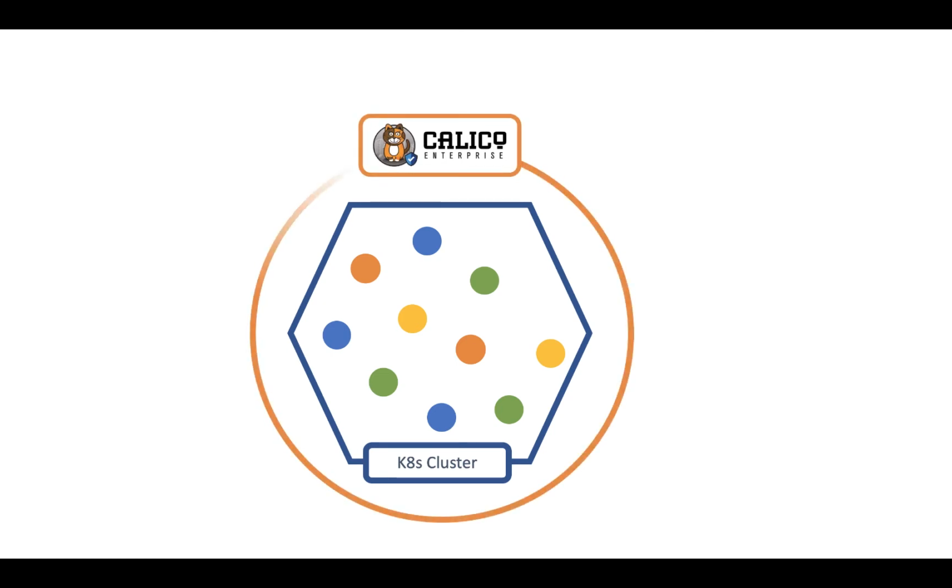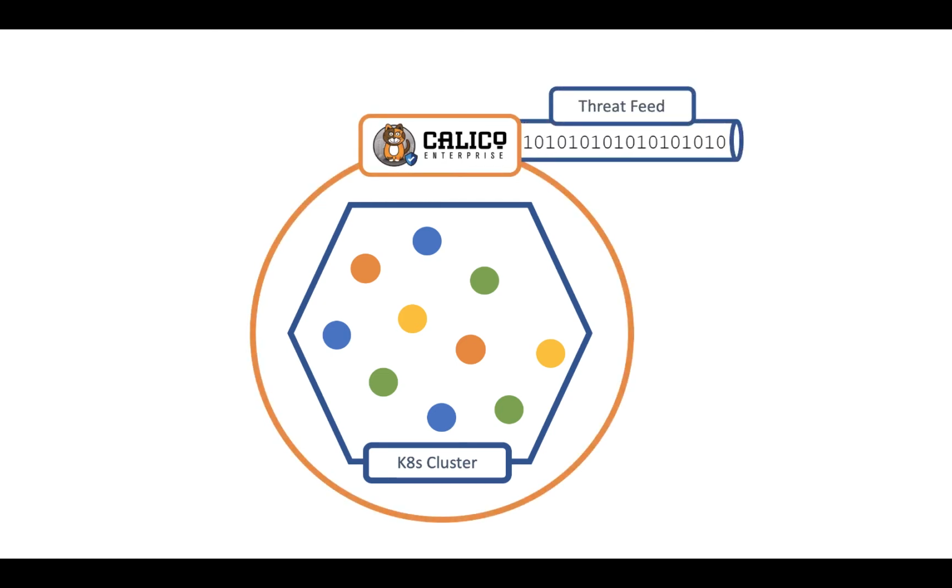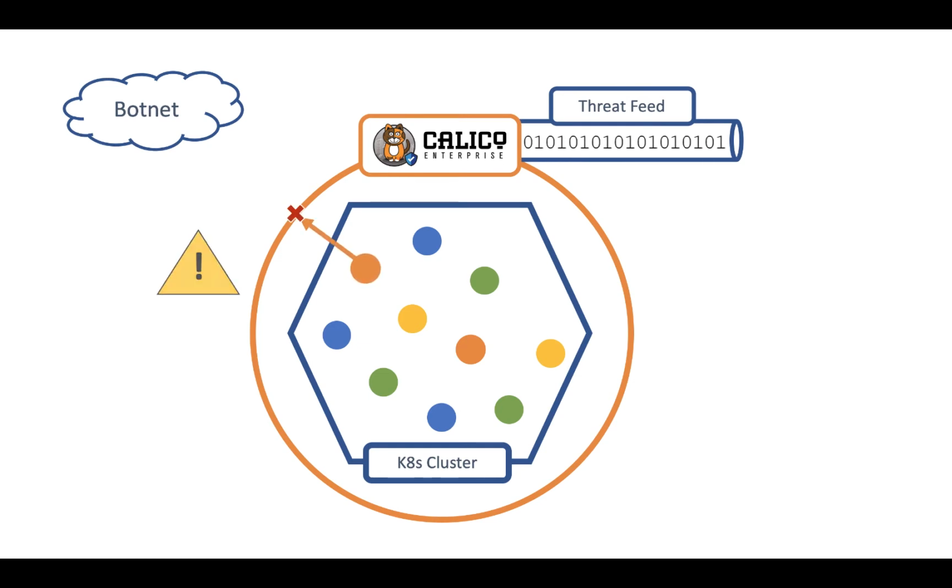Calico Enterprise consumes open source and third-party threat feeds that identify known bad actors and automatically blocks those connections. When the infected pod attempts to connect to the command and control server, the connection attempt is blocked and you'll receive an alert notifying you of the infected pod.